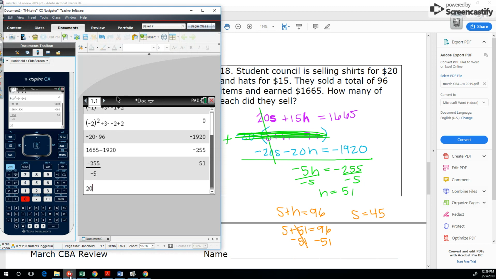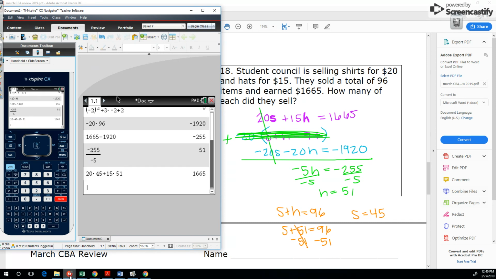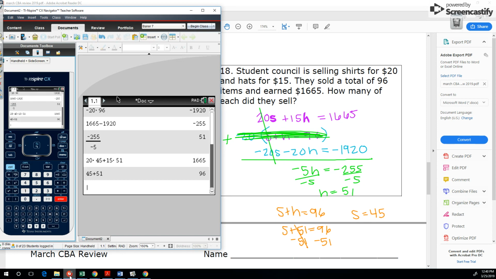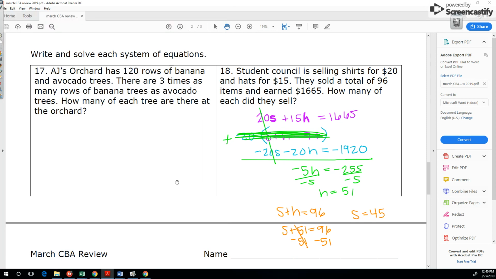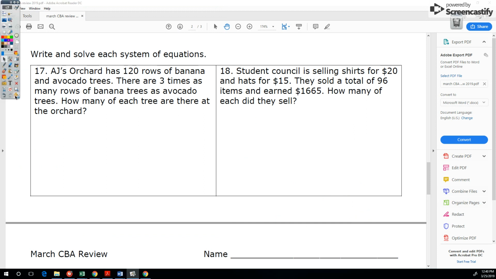So we have 20 of the shirts. So, oh no. How many of each is that? $20 for the shirts, and we sold 45 of them, plus $15 for the hats, and we sold 51 of them. This should equal 1665. And it does. And then shirts plus hats should equal 96. And it does. All right.